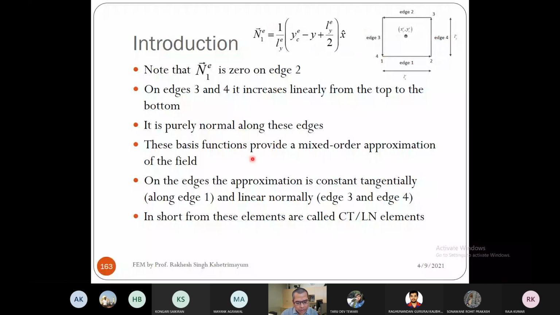So this basis function actually provides a mixed order approximation of the field. Let us try to summarize. On the edges, the approximation is constant tangentially. Along this S1, what is the variation of this field? y is constant along these edges. So y is YC minus Ly by 2. YC and YC cancel out, then the Ly by 2 becomes Ly. So N1 becomes 1.